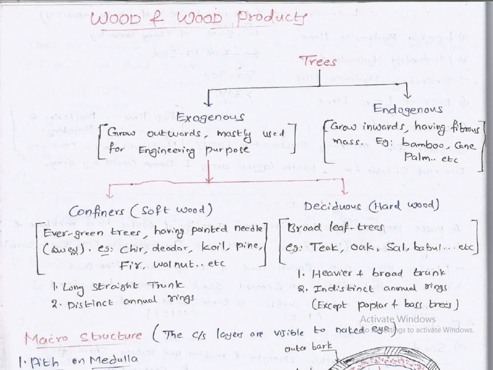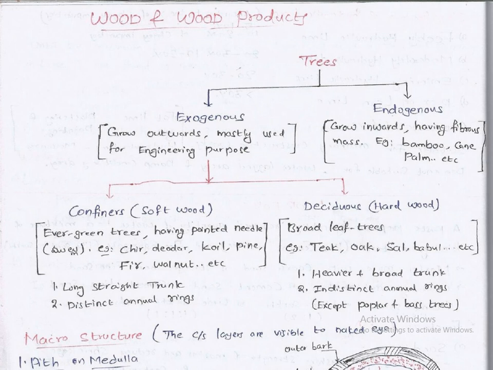Characteristics: long straight trunk, distinct annual rings. Deciduous, hardwood: broadleaf trees. Examples: teak, oak, sal, babul, etc. Heavier and broad trunk, indistinct annual rings except poplar and bass tree. The next category of trees are endogenous, which grow inwards, having fibrous mass. Examples: bamboo, cane, palm, etc. Microstructure: the cross-section layers are visible to the naked eye.